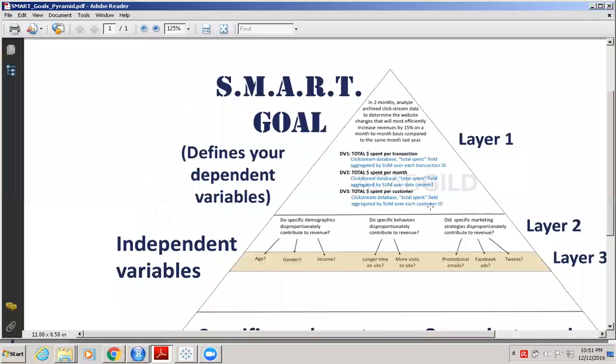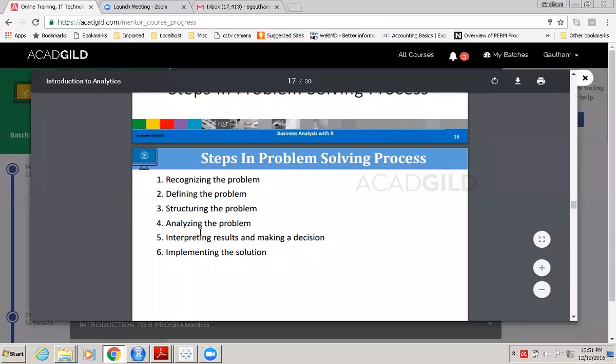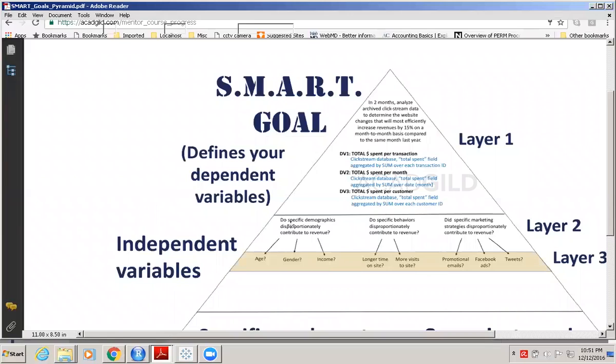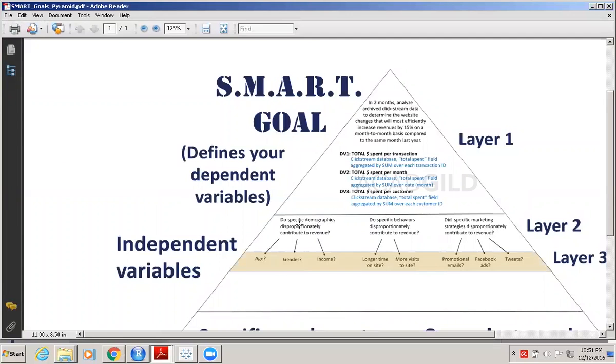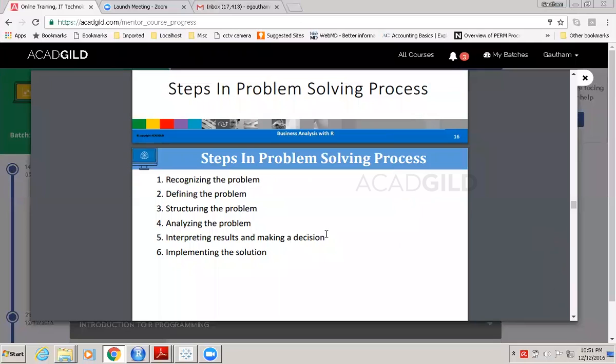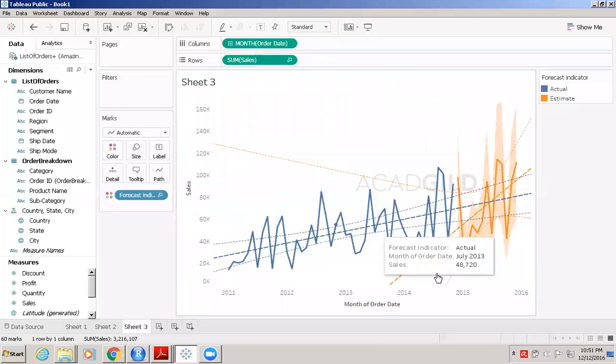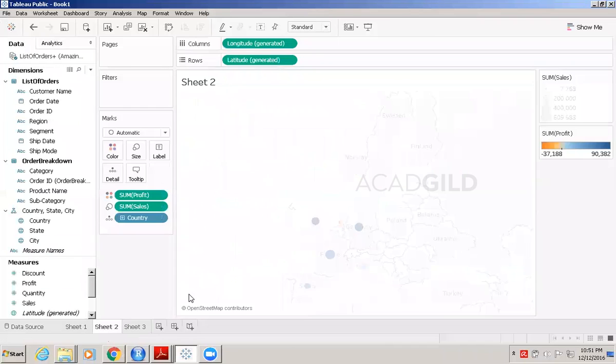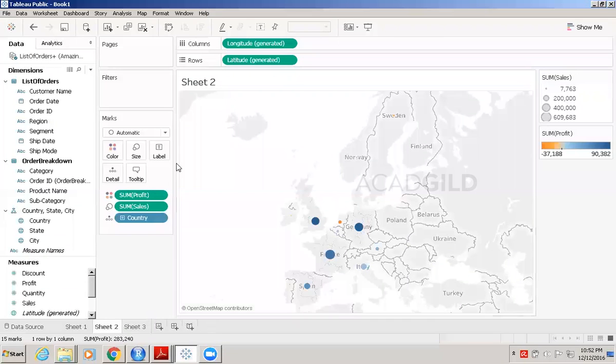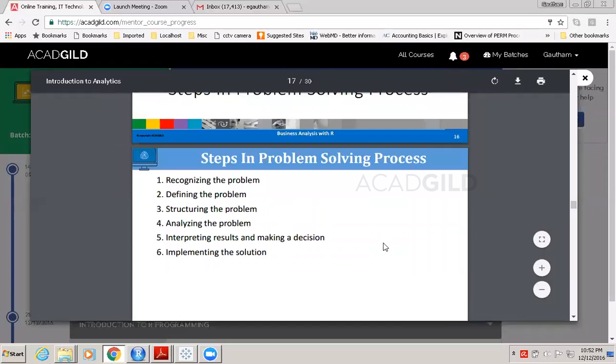Here we have structured the problem, and then we are analyzing the problem. It says, do specific demographics disproportionately contribute to revenue? Do specific behaviors contribute to revenue? So what are the various factors that are contributing to revenue? And then interpreting the results and making a decision. We have already seen how we have been able to interpret the results and make a decision. These are some of the steps.